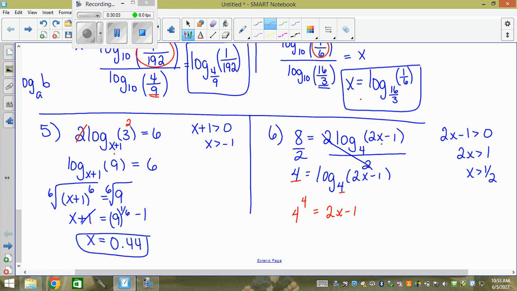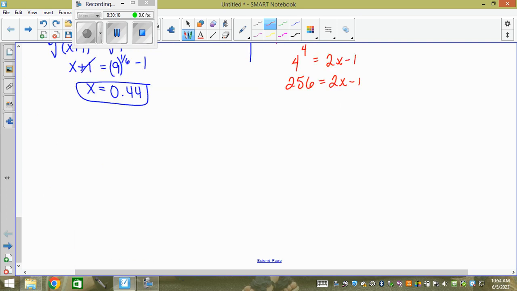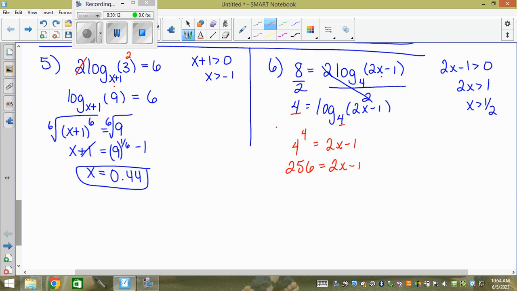4 to the 4 is 256, equals 2x minus 1. Add 1. 257 equals 2x. Divide by 2. X equals 257 over 2 if they want exact values. Or 128.5.